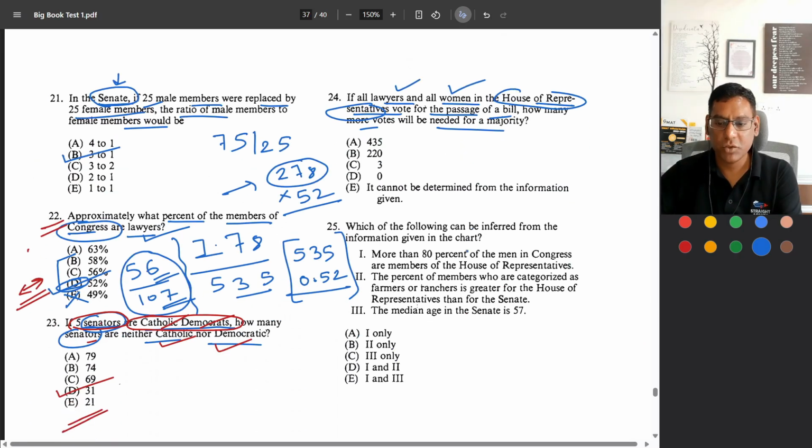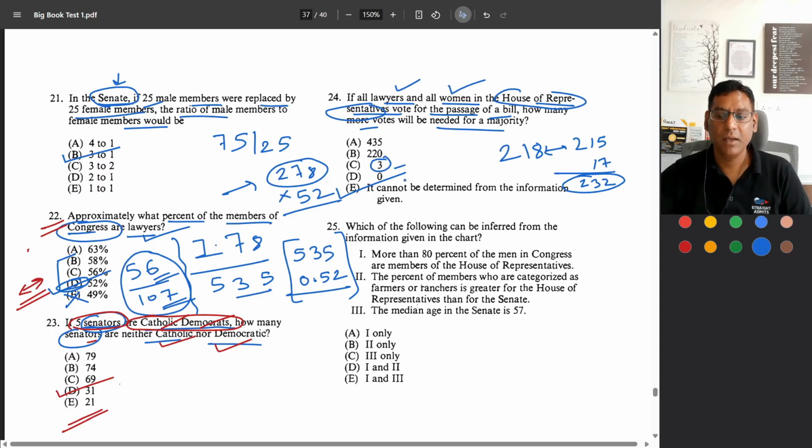So it's a very interesting question, overlapping concepts. It cannot be determined from information given. Okay, now look at this three. This is deliberately placed there because they know that people are going to do this calculation. For majority, 218 required, 215 lawyers, 17 females, 232. Okay, 232 is one more possibility. One other possibility is some people will just look at this difference and mark 3. Some people might mark 0 because they will add these two separately and say, okay, no more votes required, right? 435 is anyway the total, so that's also one tempting answer choice.